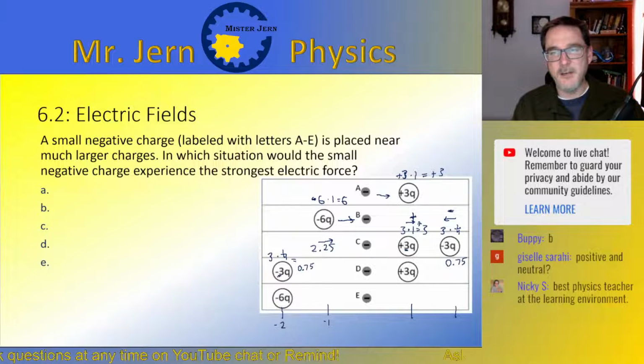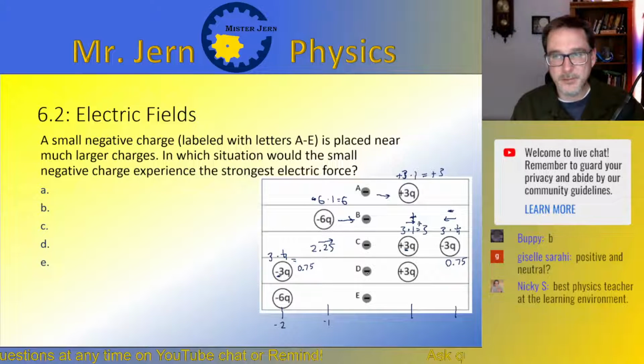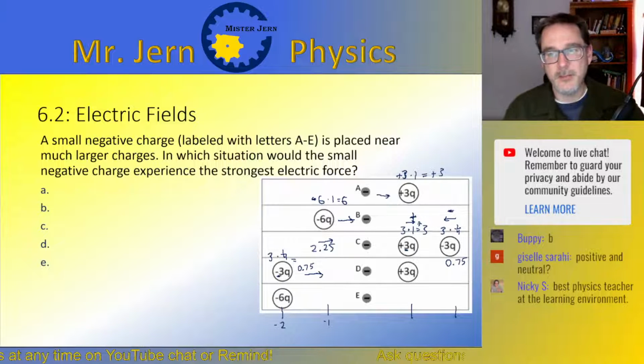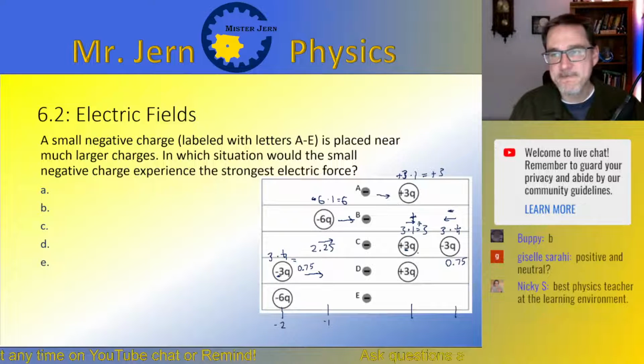It's a negative charge. So how is that going to interact with the negative charge over there? It's going to repel it to the right. It's going to push it to the right. So 0.75 to the right.